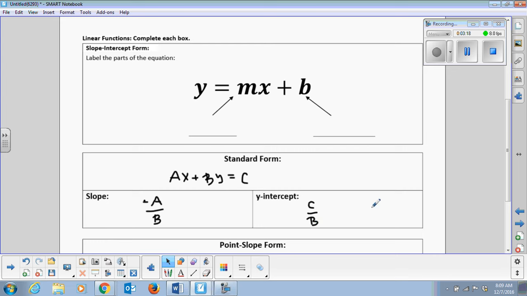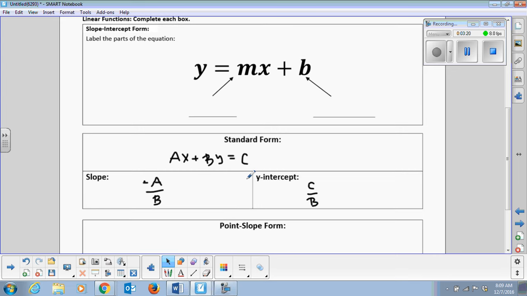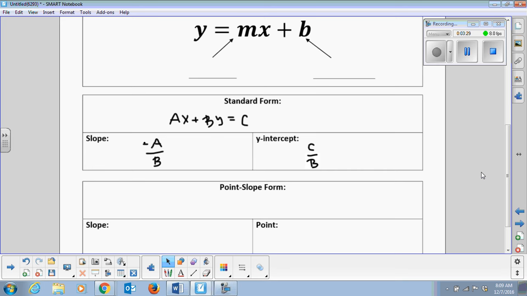So if you were to write standard form into slope-intercept form, you'd have y equals negative a over b x plus c over b. So my class, you should be pretty annoyed with that and have that down since we've worked with that for several weeks.